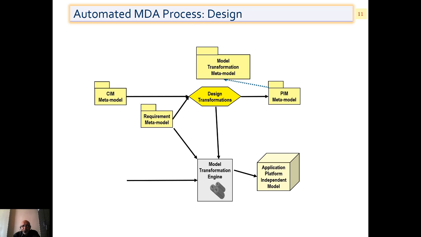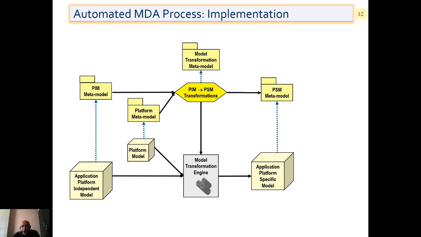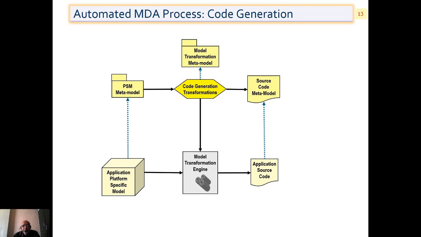CIM to design transformation to PIM model. Requirement models, they will be having the domain computation independent model. You perform model transformations through the transformation engines. And then later on, you can have the implementation, that is PIM to PSM transformations with the help of the transformation rule set that has been defined by transformation engine.